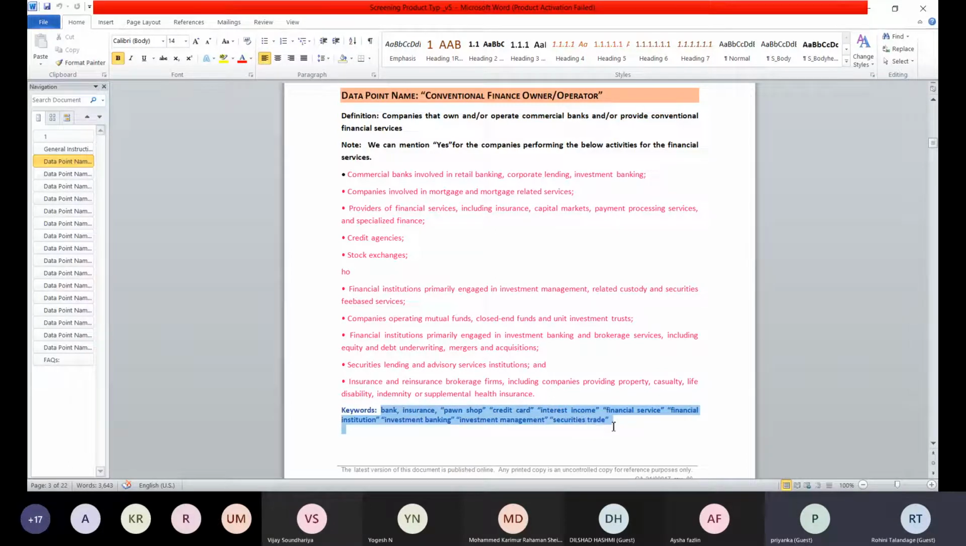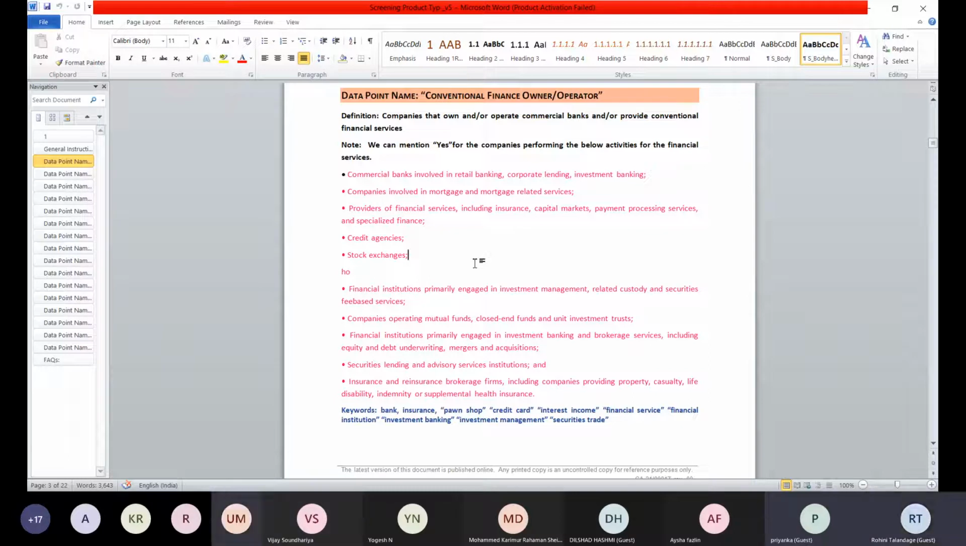We have a keyword list here. You can go with all these keywords. If you find any keyword in the report, then you have to read that line properly, whether it is saying yes, they are providing these services, then you can mark it as yes. Is that clear now?